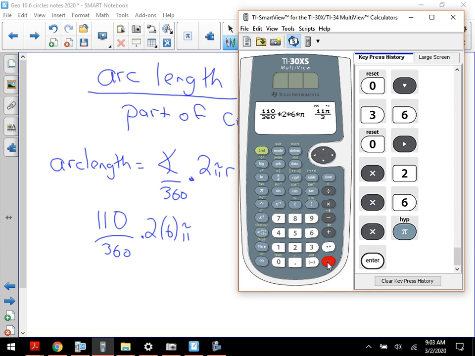Leave it in terms of pi. Do not press any buttons. You do not need decimals. Can you find the pi button on that one?